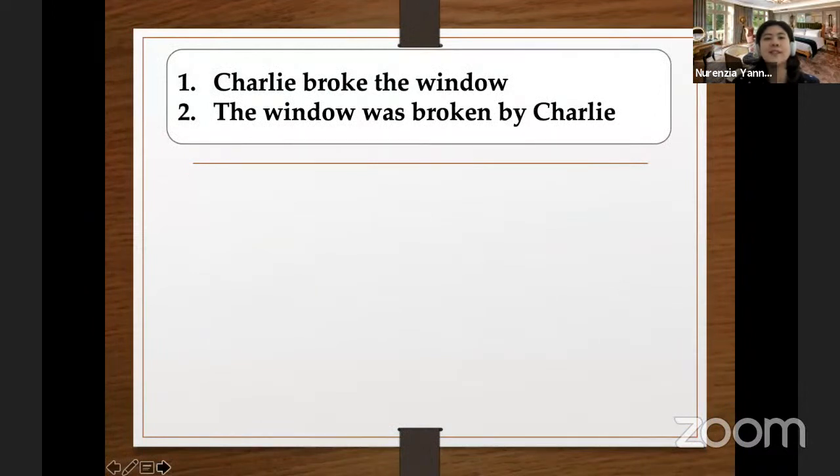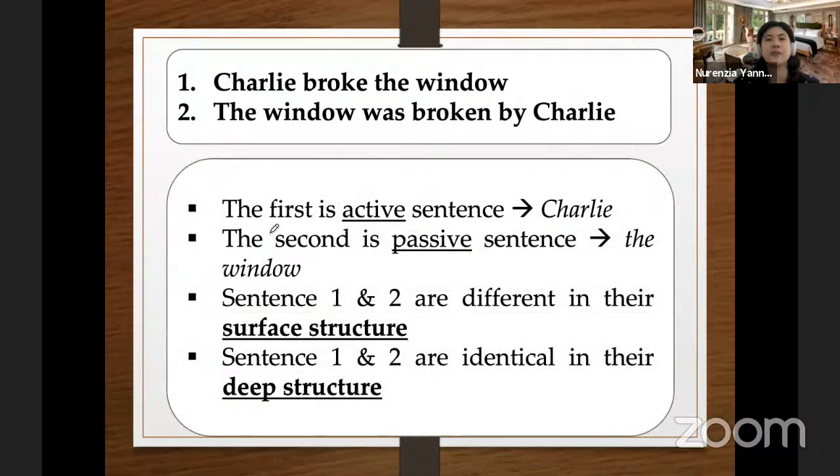Look at these two examples. Charlie broke the window. The window was broken by Charlie. The first is an active sentence. It's something done by Charlie. And the second is a passive sentence. The window is becoming the focus.